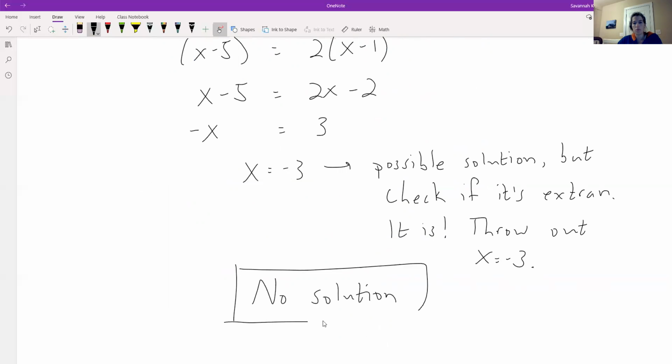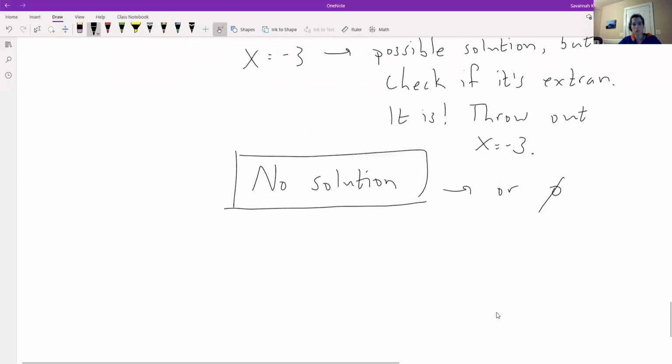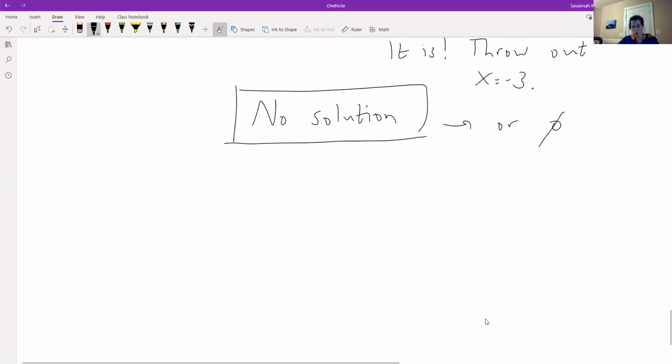Sometimes there might be 2 possible solutions and you only have to throw one out. And that's nice because you have something to show for your work. But in this case, it's gone. There was our one and only chance and it's gone. So we write no solution. All right, what was that? Practice problem 3. So I get to flip the page to practice problem 4.